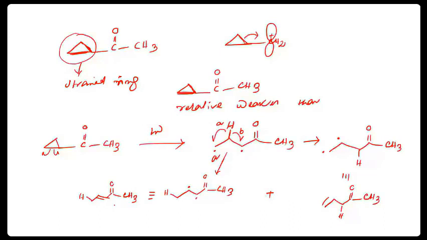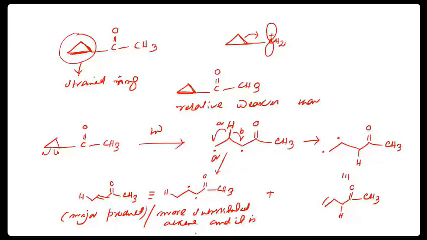Definitely, then the question will be which will be the major product and which will be the minor product. This will be the major product. Why? As this is the more substituted alkene, it is more stable. And this is the less substituted alkene, so this will be the minor product as it is less substituted.